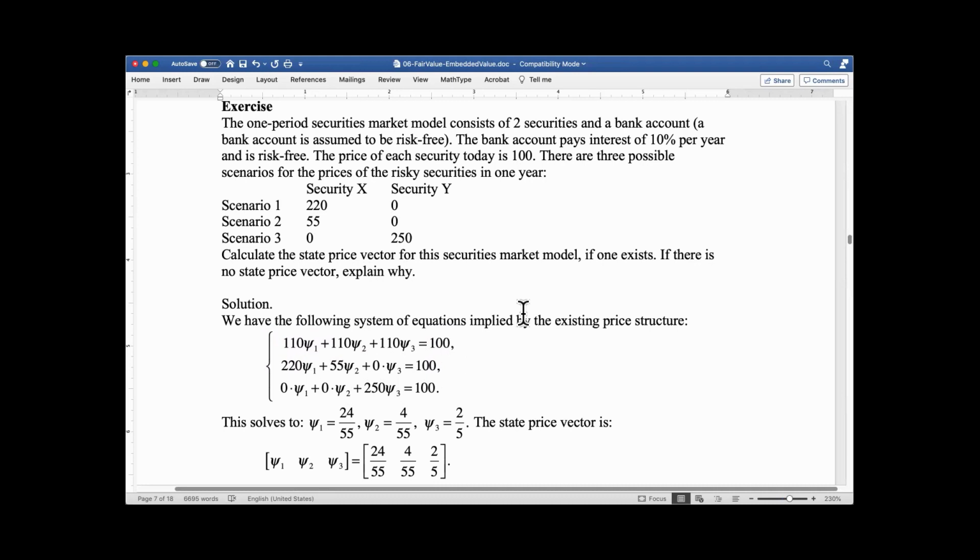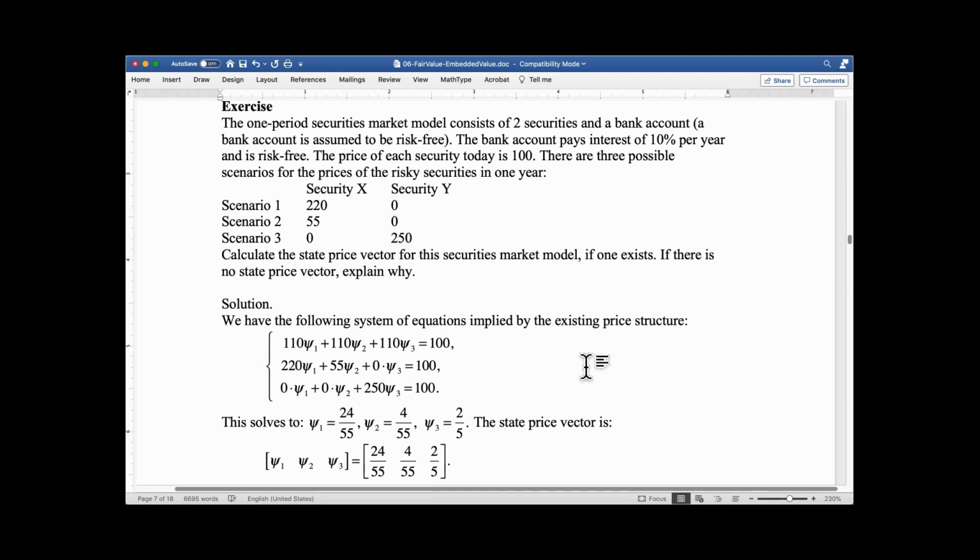And for the third security, security Y, the payment in state 1 or scenario 1 is 0, and the price of that today is 0 times psi 1. The payment in scenario 2 or state 2 is 0, and the price today of that is 0 times psi 2. And finally, the payment in state 3, scenario 3, is 250, and the price of that today is 250 psi 3, and we are told that the price of that is 100.